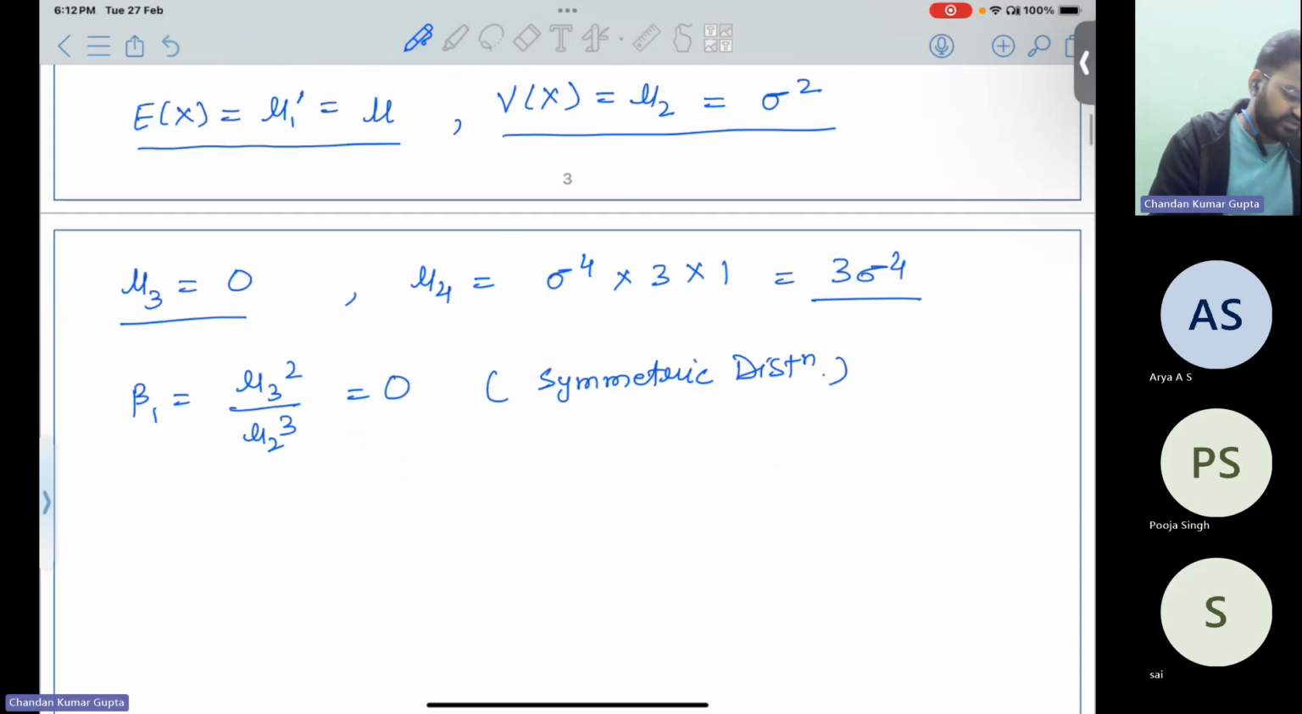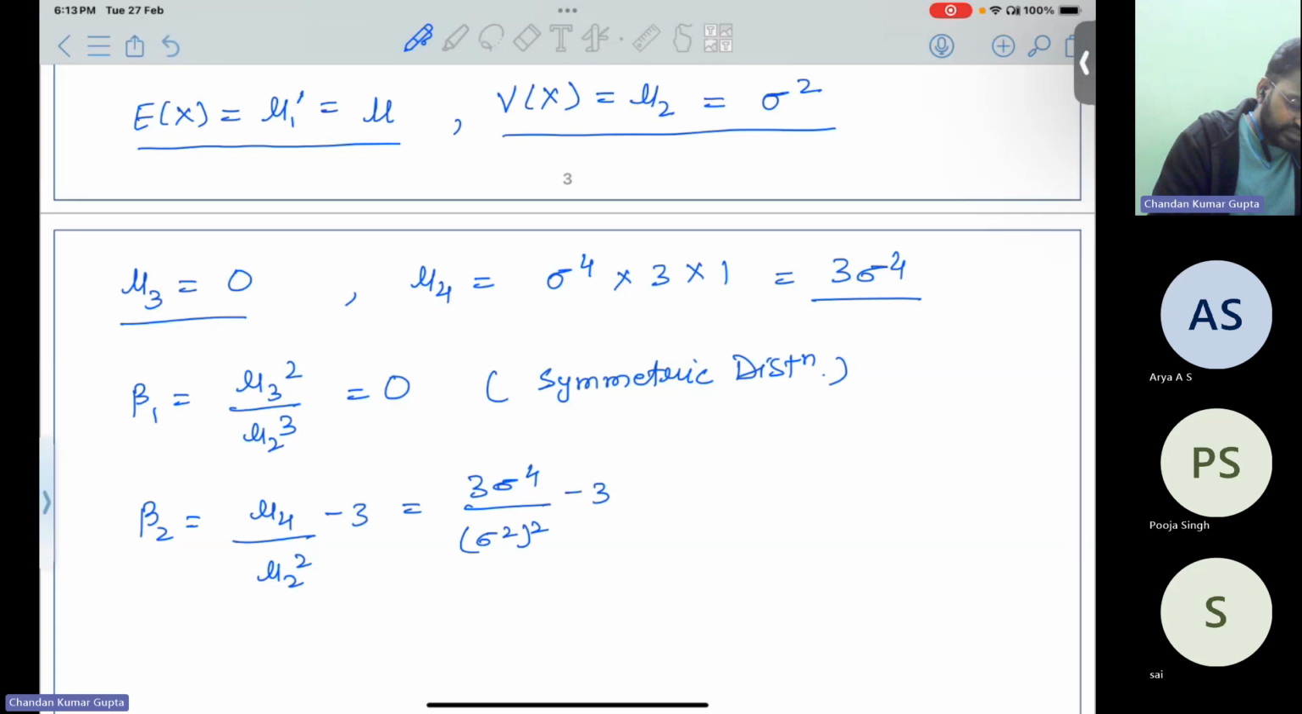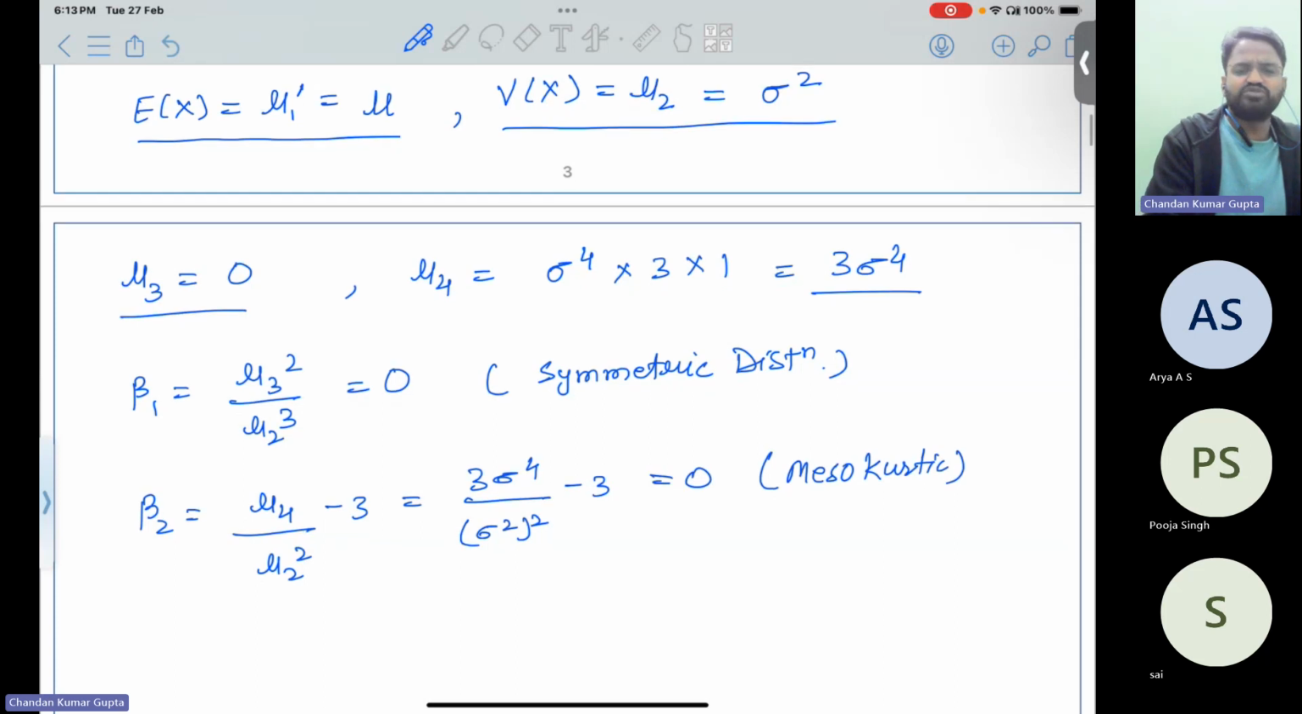Okay. And for the measure of kurtosis, beta 2, which is equal to mu4 upon mu2 square minus 3, which is equal to 3 sigma to the power 4 upon sigma to the power 4 minus 3, which is equal to 0. That is, it is neither leptokurtic nor platykurtic, that is, it is mesokurtic. It is also known as the normal curve. Okay, mesokurtic is also called normal. So this is the case.